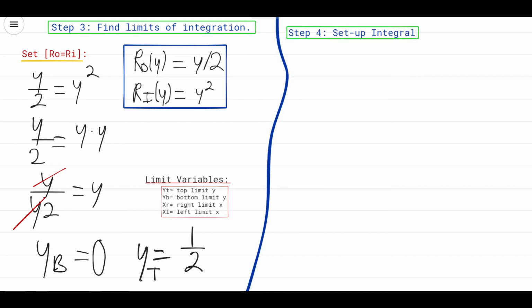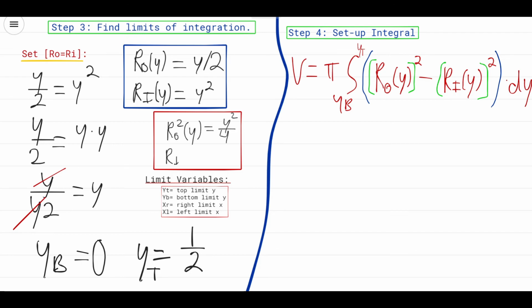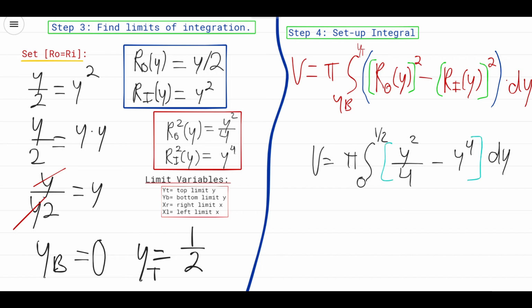So now let's set up the integral. So we know the volume is pi, with respect to y, from the bottom y limit to the upper y limit of the outer radius squared minus the inner radius squared with respect to dy. So the outer radius squared and the inner radius squared were equal to y squared over 4 and y to the 4th power. So now we're going to plug these in. So pi from 0 to 1/2, of y squared over 4 minus y to the 4th power times dy.